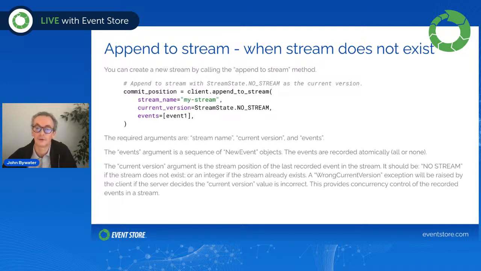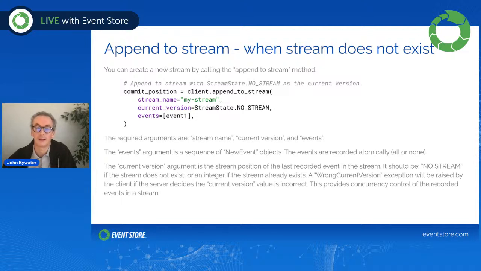When we append to a stream, we give a sequence of events, and the operation is atomic, so that either all of the events are recorded or none of them are. The current version argument has to be either a stream state or an integer. There are other values of the stream state, such as no stream, which we'll look at in a minute.